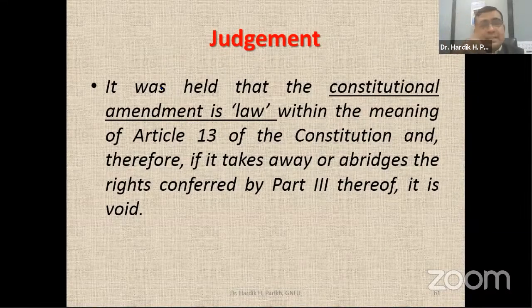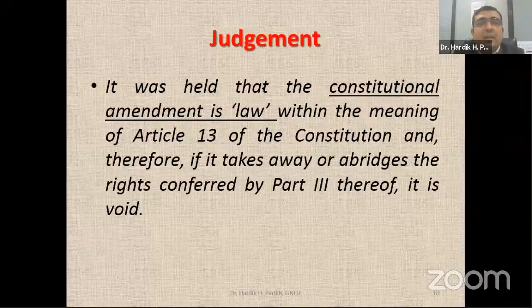Just wait for a few more minutes and you will understand what the honorable judges held at the time and how you can connect. This is a very important observation, that constitutional amendment is law and it falls under the meaning of Article 13 itself. And that's why, contrary to what has been stated in the Shankari Prasad case, if it is taking away a fundamental right, it can be considered invalid.